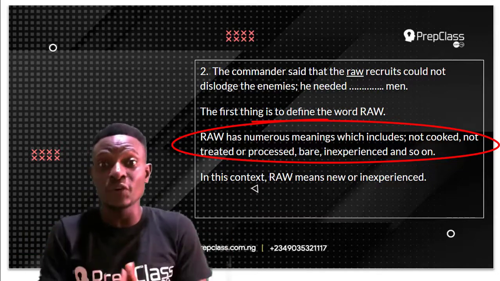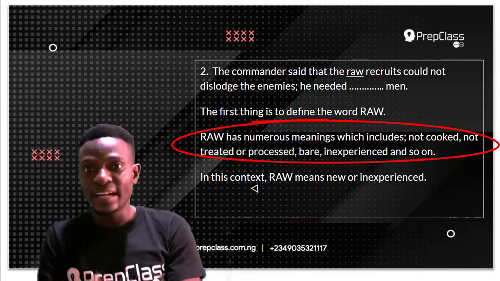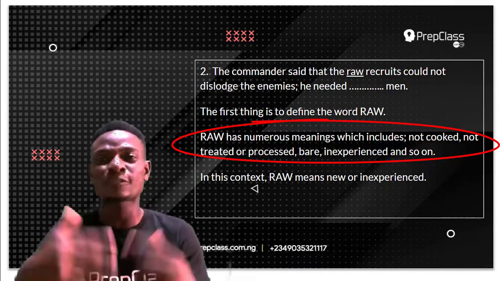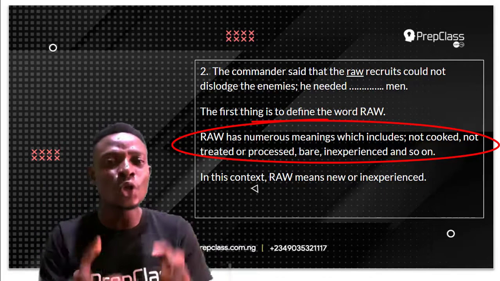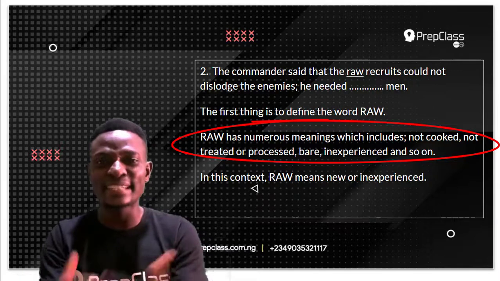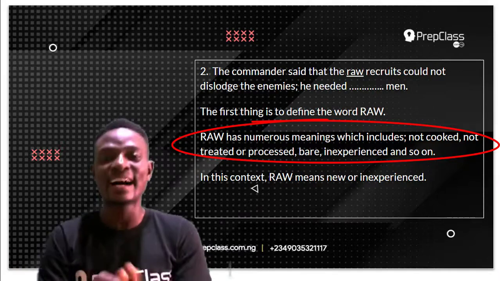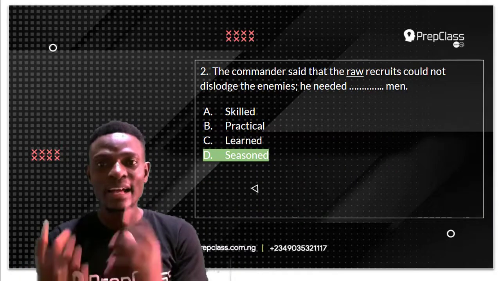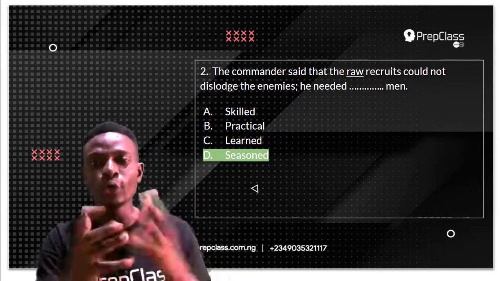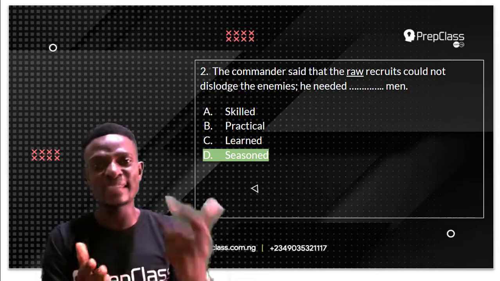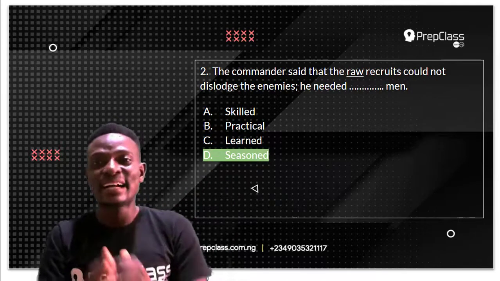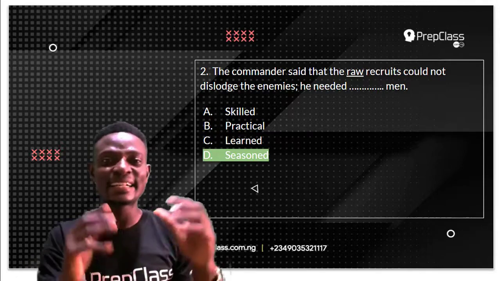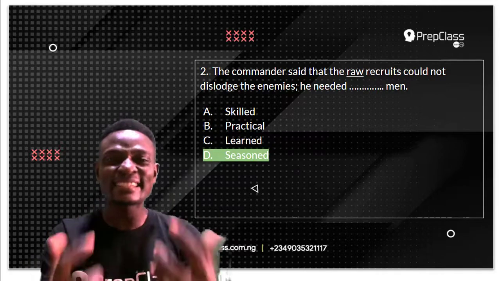Now imagine yourself as a commander. The commander said that raw recruits, that is new or inexperienced recruits, could not dislodge the enemies. It needed dash men. Now the answer to this question is seasoned. Remember, raw means to be what? New or inexperienced. But when we say the commander said that the raw recruits could not dislodge the enemies, it needed seasoned men.